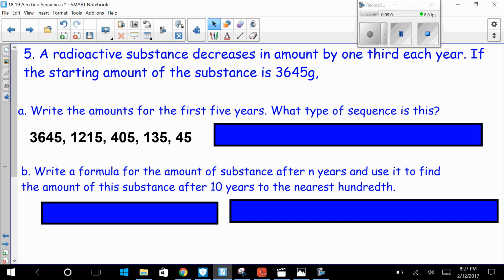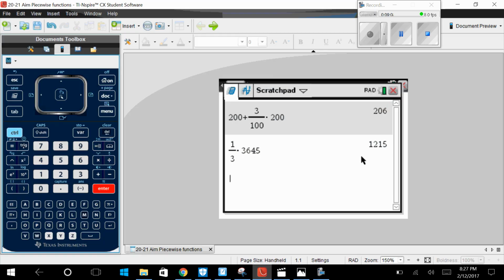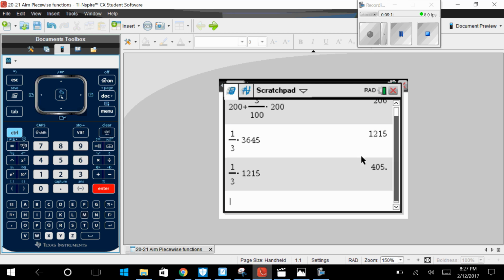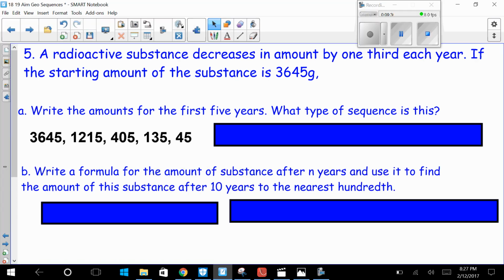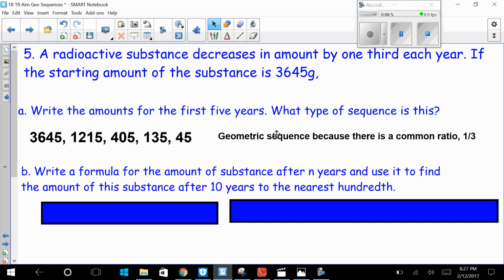Now we take 1/3 of that. So if we take 1/3 of the answer, we get 405. Now the answer being 1215. You could have written 1215, but that's a pretty cool way to have the calculator do it for you. Just press control minus sign. See, it says ans at the top there. So 405. So we keep doing this, and these are the amounts. So because we're multiplying by a constant, this is a geometric sequence. There's a common ratio, 1/3.